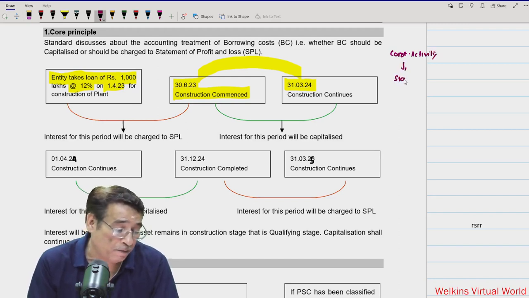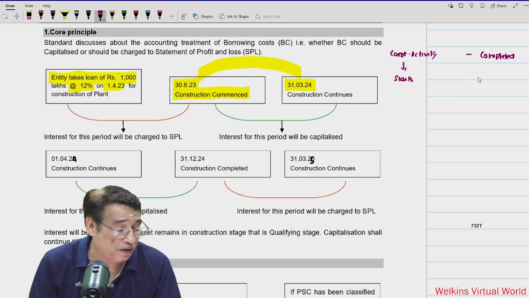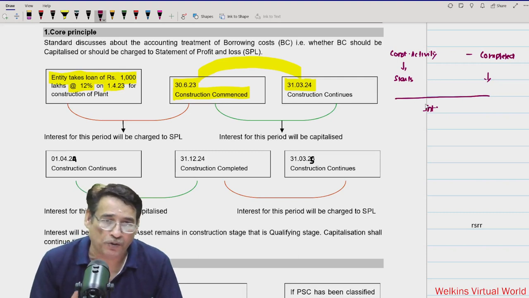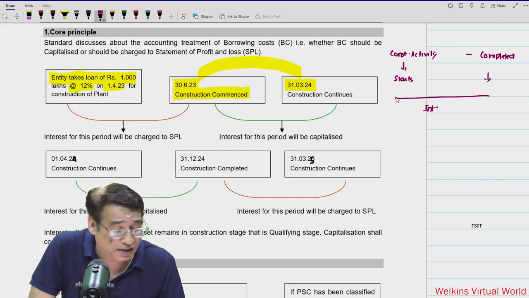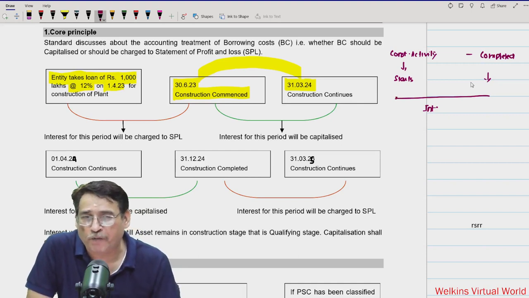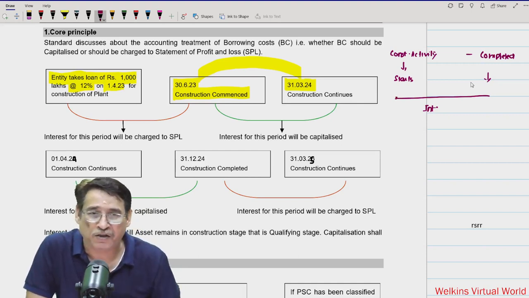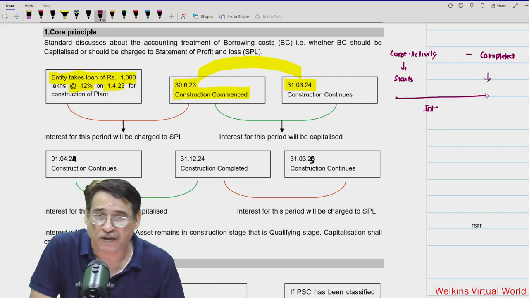Once the construction activity starts, and till it gets completed, whatever interest we would pay on the funds which we have borrowed, the interest for this particular period will be capitalized. That means we will keep on capitalizing the interest till the asset gets completed.